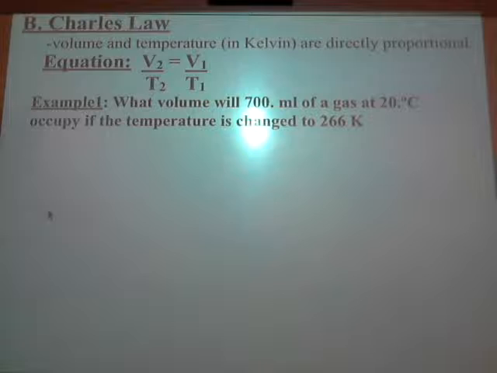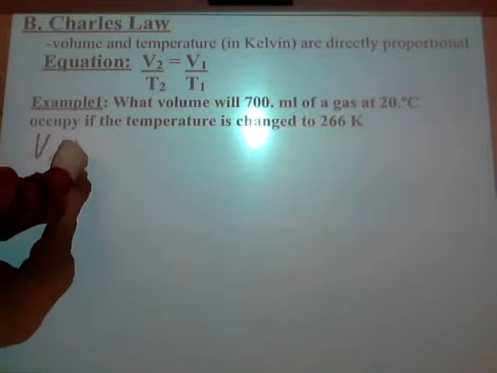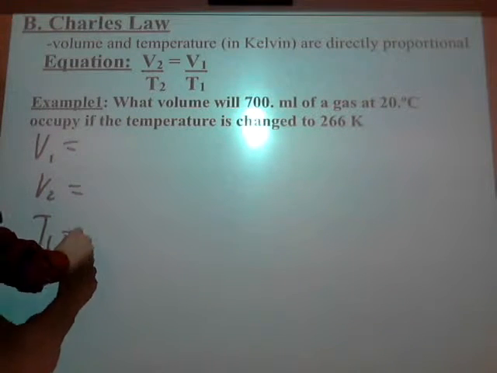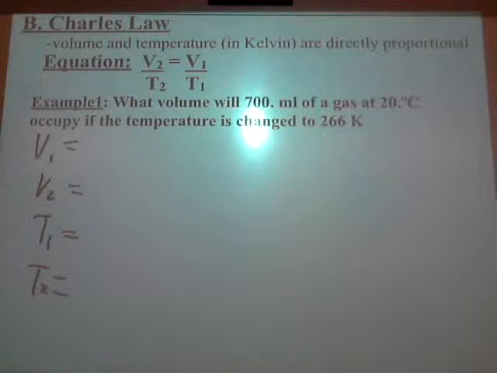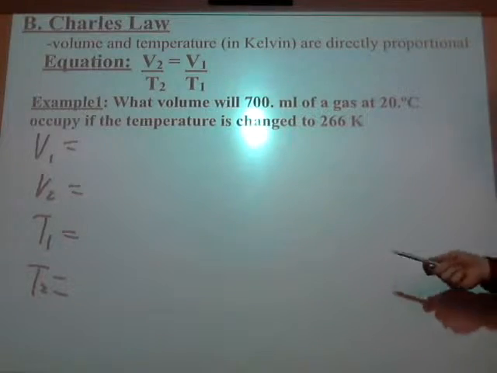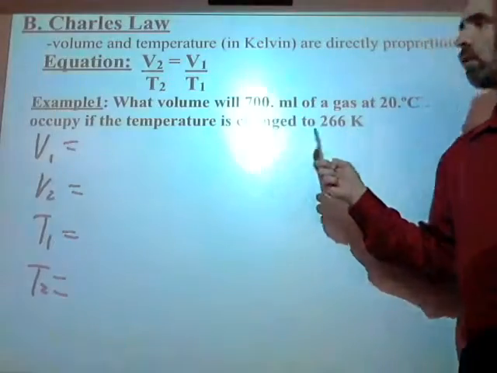All right, let's do this guy. This next one in particular, probably couldn't just plug into the calculator. There's too many things to do. V1, V2, T1, T2. You write them down to the side, you pick them out of the problem. The question says, V1 is what? What's your initial volume?